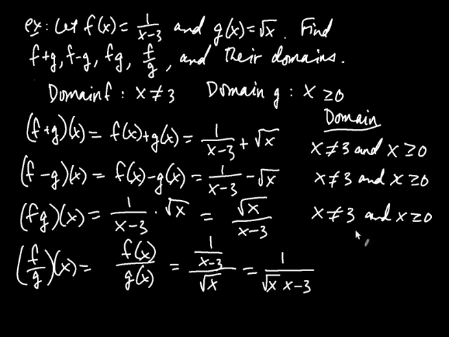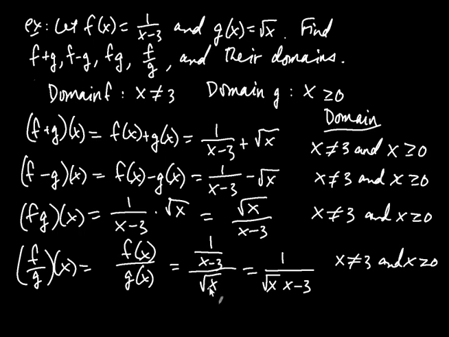Well, just like before, you do have this condition, right? It is important that x cannot be equal to 3. That's one condition. And x has to be greater than or equal to 0. That's true for sure, right? You need both of those conditions because that's the intersection of those domains. But you also need the extra condition that g of x cannot be 0. So g of x is in the denominator here. And what number causes g to be 0? Well, 0, right? Because the square root of 0 is 0. So you have this extra condition.